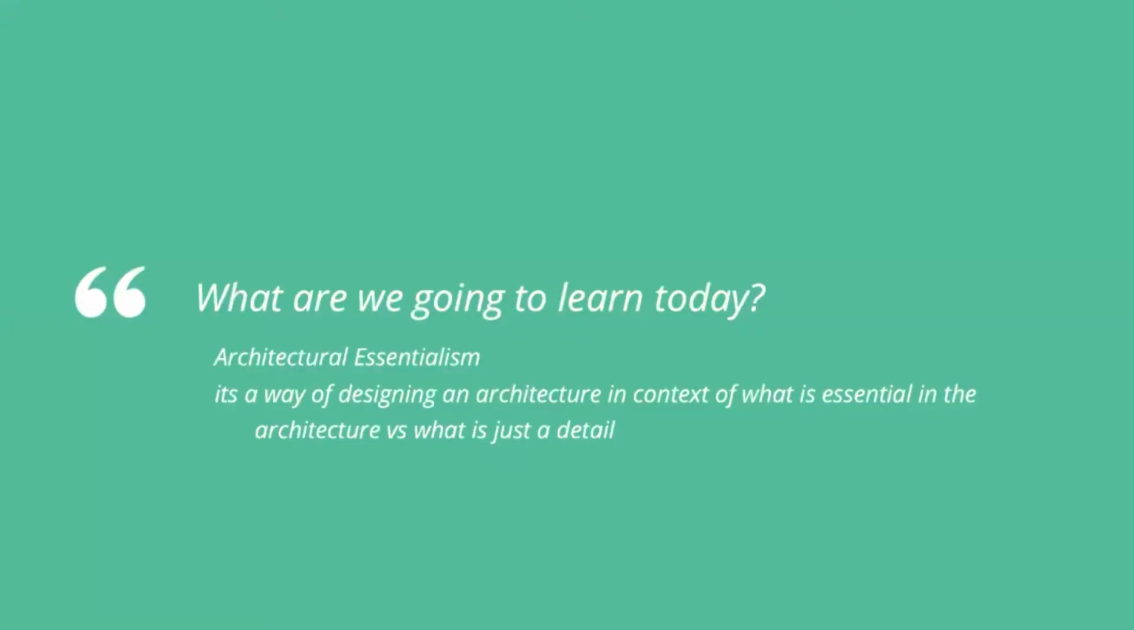Now, one of the things we're going to learn today is architecture essentialism. What does that mean? It's a way of designing an architecture in the context of what is essential in the architecture versus what is just a detail. I've been practicing architecture for the last 7 to 8 years, and I tend to see that we put much emphasis on the details rather than on what is really essential. We think too much about the future, that I need to build something that works for the next 10 or 15 years. Those were my learnings when I went through these.